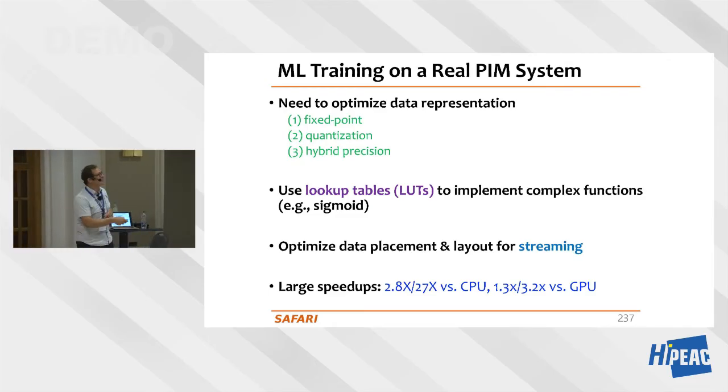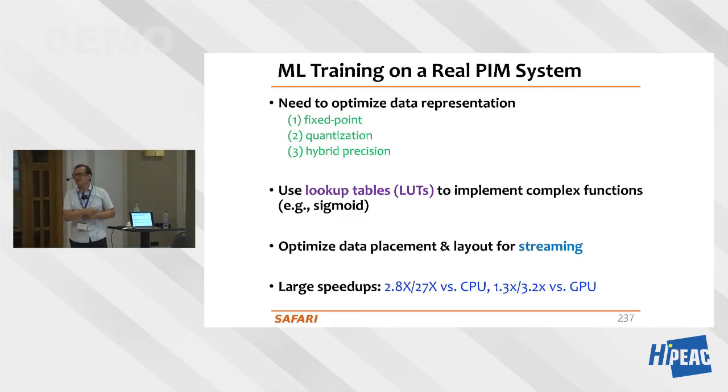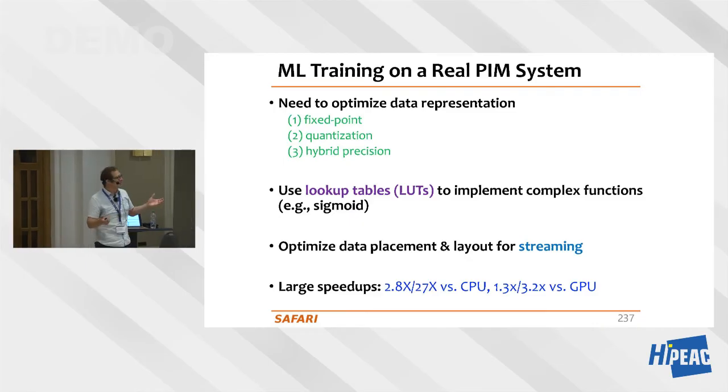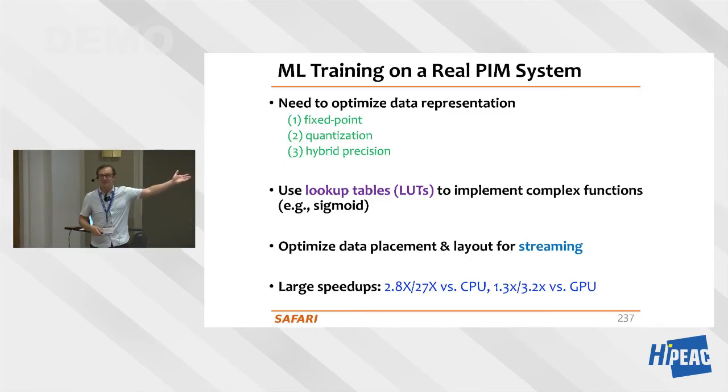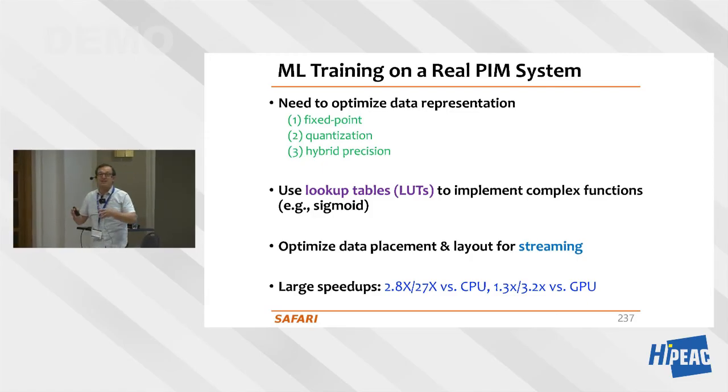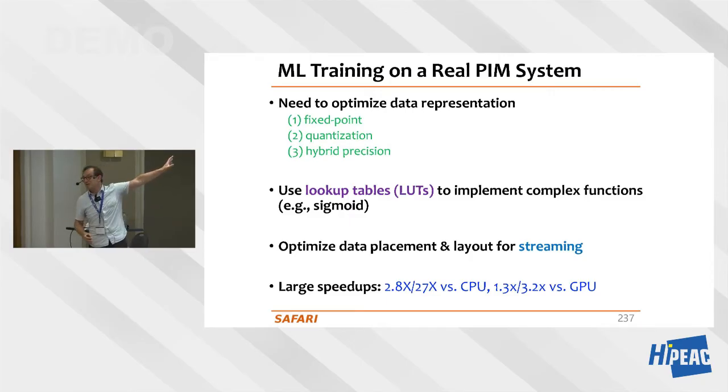We use a lot of lookup tables to implement complex functions in this particular case, because you cannot have complex computation in the DRAM. One of the reasons they went with 8-bit multiplication is because 16-bit multiplication is expensive, right, in terms of area. And complex functions are even more expensive. So you need to actually approximate those complex functions in some other way. You need to optimize data placement and layout so that you can actually stream through memory. This is actually what you need to do in all kinds of processing near memory approaches.